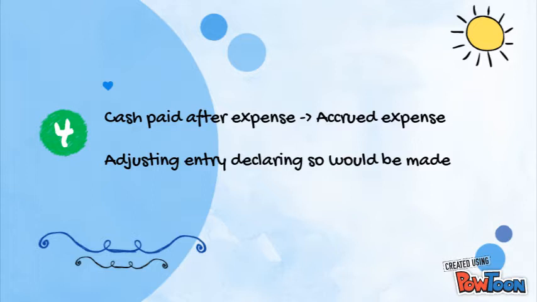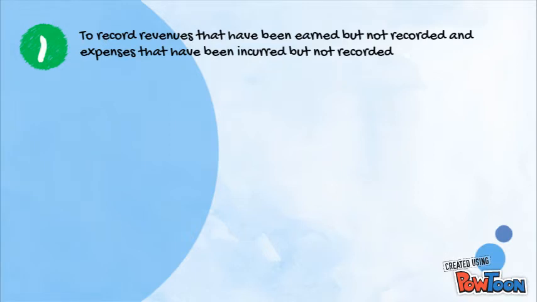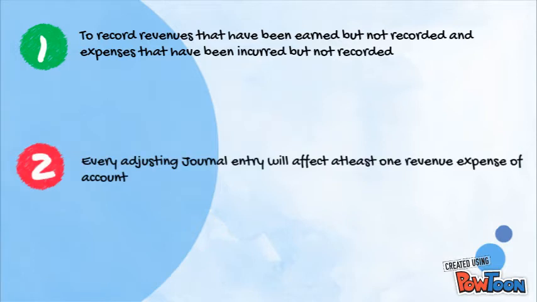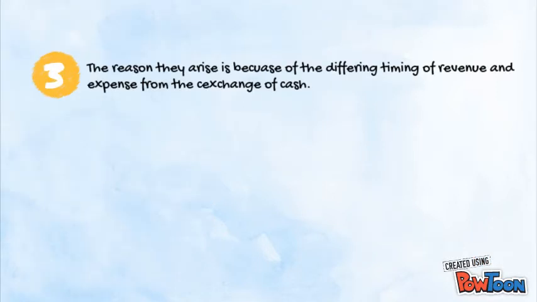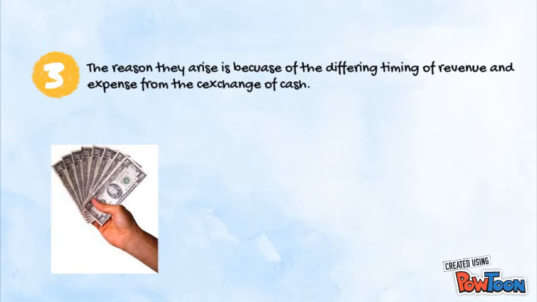To summarize adjusting entries, the purpose of an adjusting entry is to record revenues that have been earned but not recorded, and expenses that have been incurred but not recorded. Every adjusting journal entry will affect at least one revenue or one expense account. The reason they arise is because of the differing timing of revenue and expense from the exchange of cash.